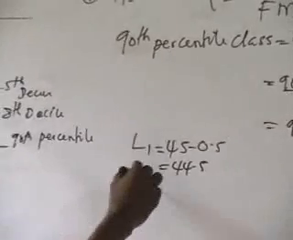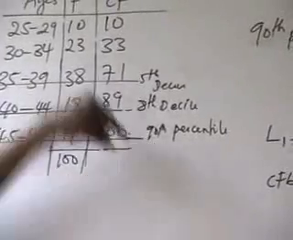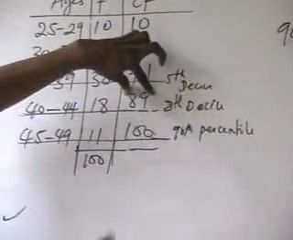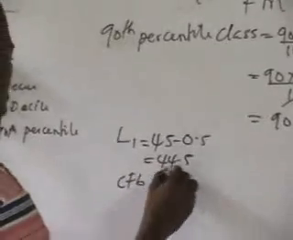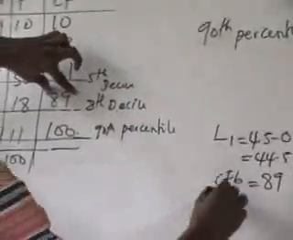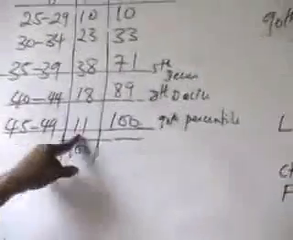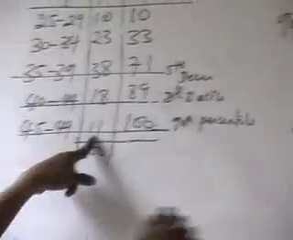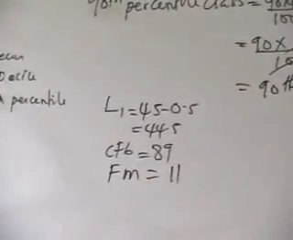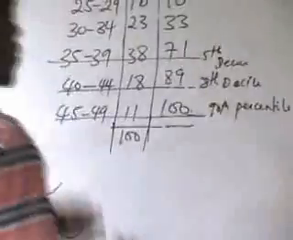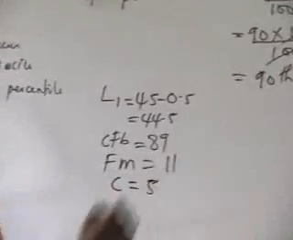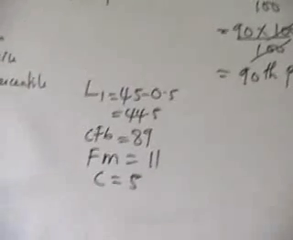Then the next thing is for us to get our CFB. If this is the 90 percentile class, what's our CFB? Cumulative frequency before that class, that is 89. Then what is my FM? My FM is the frequency of that class. What is the frequency? 11. The frequency of that class is 11. Class interval is 5. The corresponding class interval is 5. So I have got everything we need. Then we can now go to the formula.